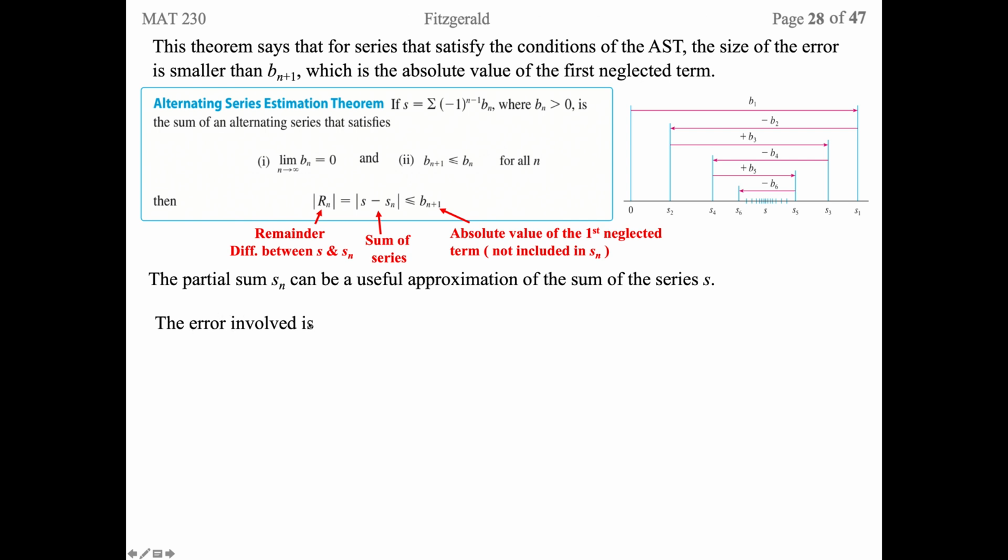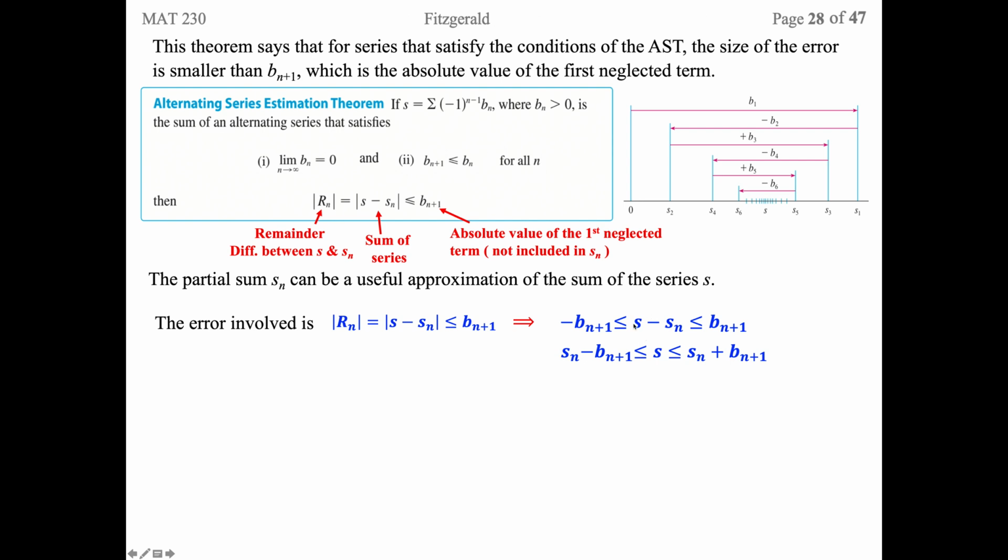The error involved is your R sub n, absolute value, equals S minus S sub n, less than or equal to that next term that we're neglecting to look at, the B sub n plus 1. Well, when we have absolute values, you have to have a positive case and a negative case. So we're going to write this as negative B sub n plus 1 less than or equal to S minus S sub n, the partial sum of n terms, less than or equal to B sub n plus 1. And this will find us really close to what our sum is going to be within a given error range.